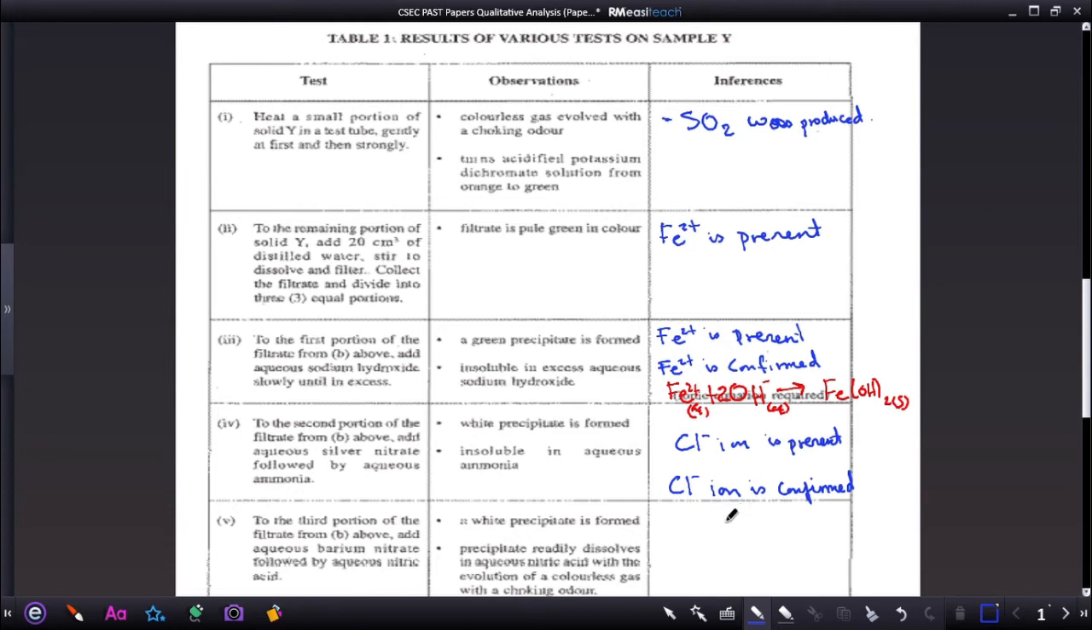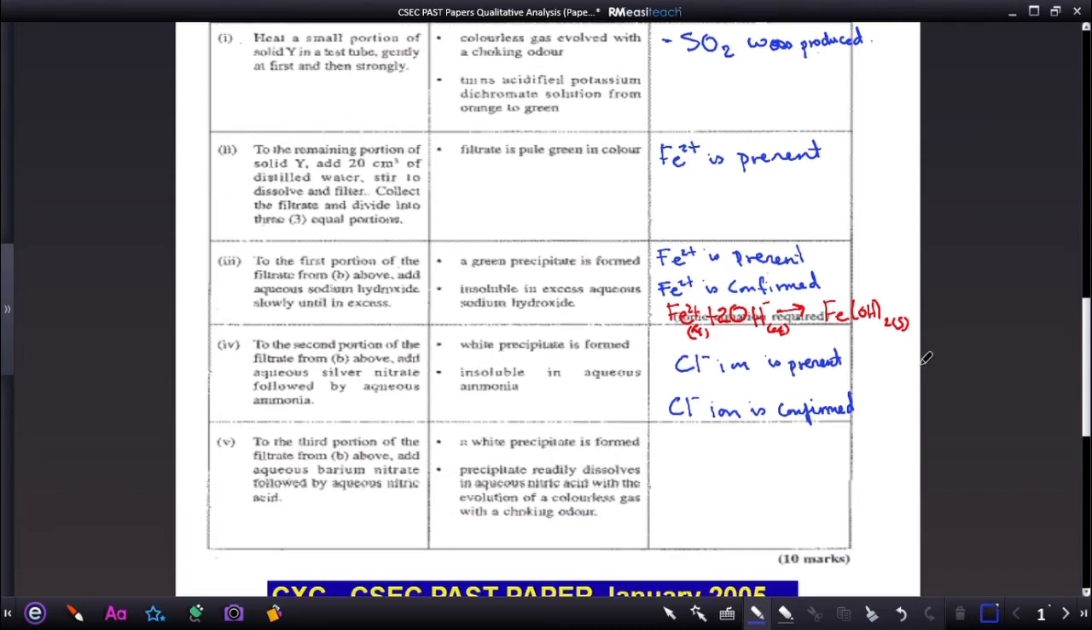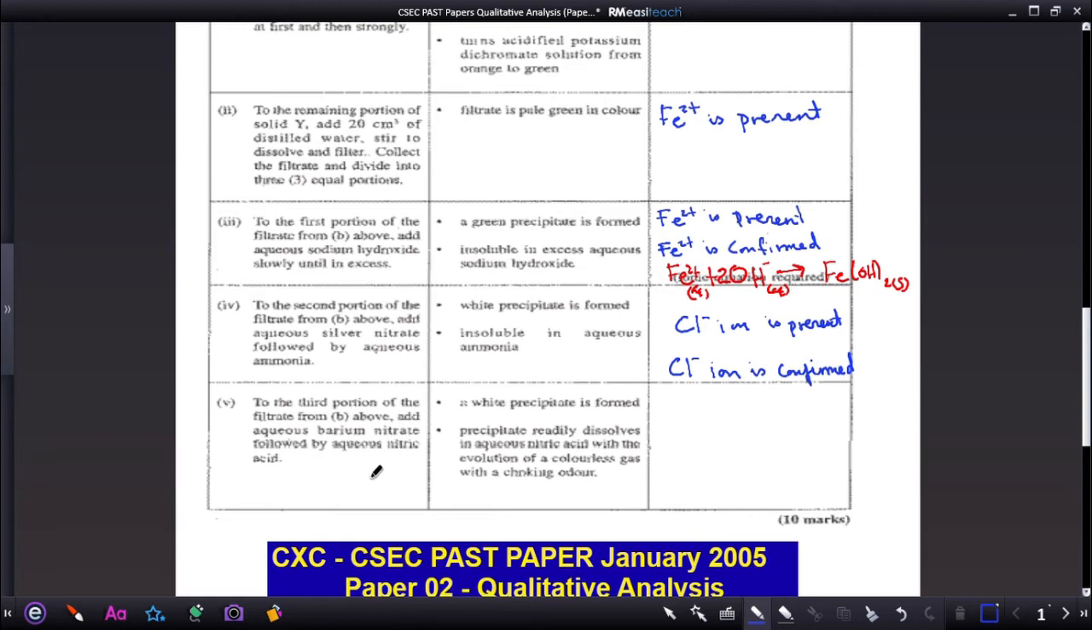Now, for the halides, the chloride ion produces a white PPT, the iodide ion would produce a yellow PPT, and the bromide ion would produce a cream PPT. So that's what we can use to distinguish between the different ions.